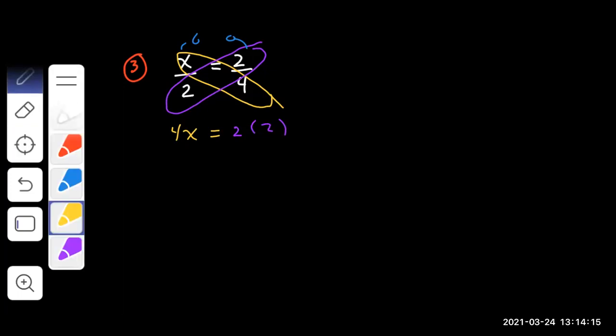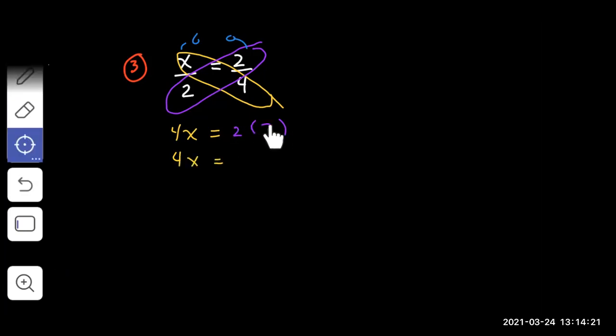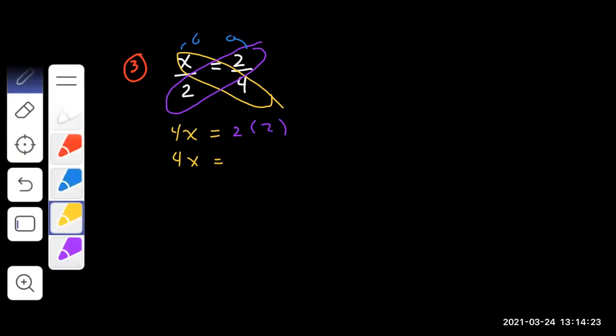My goal, guys, you're solving. You need to simplify. You need to find what is the value for x. Let's solve this parentheses. 2 parentheses 2 means multiplication. 2 times 2 is going to be 4, right? Is x alone, guys? Because you need to solve. Solve means getting the value alone. Is x alone?